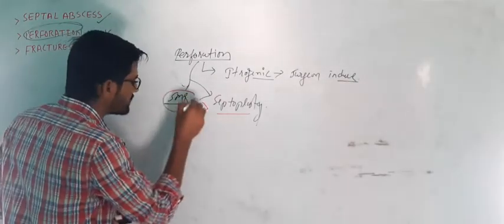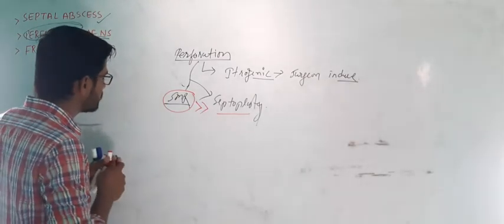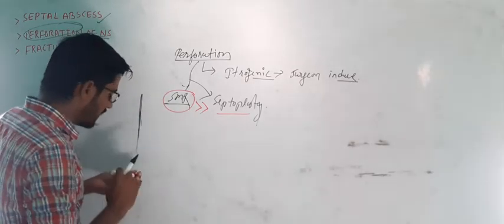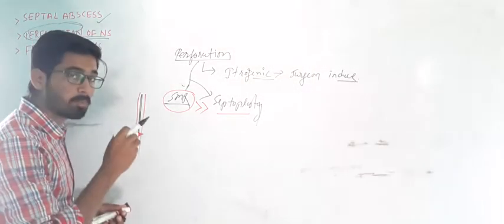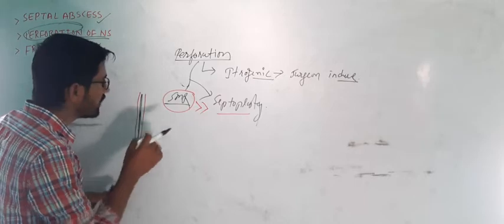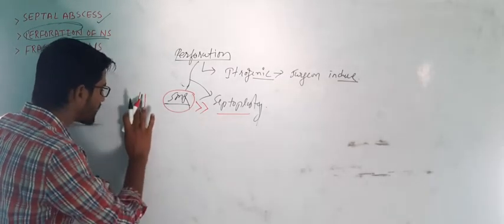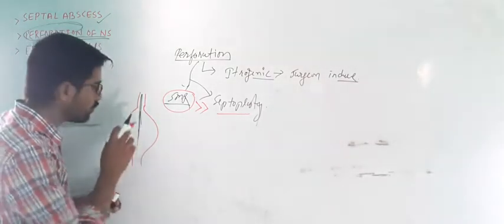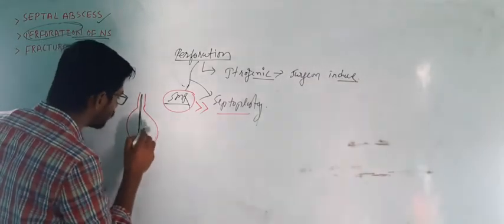So in the SMR, if it is the nasal septum, this is the covering, mucoperichondrial and mucoperiosteal. So what are we going to do in SMR? They are removing from both sides. It's like this only. Since they are removing from both sides, perforations can occur.